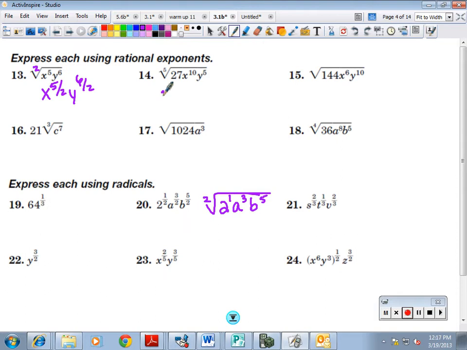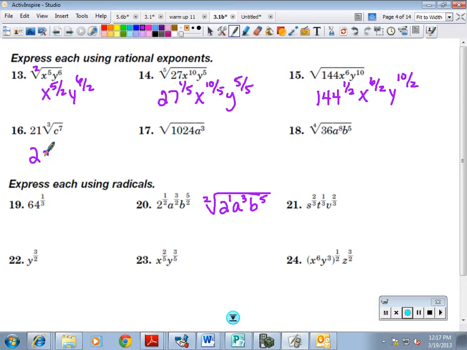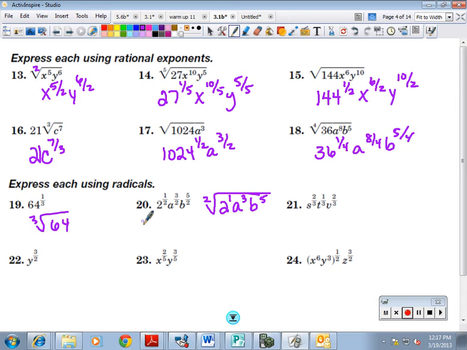These, I'm just going to write the little, be 27 to the 1/5. The 5 goes on the bottom. 10 fifths. 5 fifths. It did not ask me to simplify. I don't want to. 54, 144 to the 1/2. X to the 6 halves. Y to the 10 halves. You can simplify it if you want to. 21 C to the 7/3. 1024 to the 1/2. A to the 3 halves. 36 to the 1/4. A to the 8/4. B to the 5/4. And then the cube root of 64.